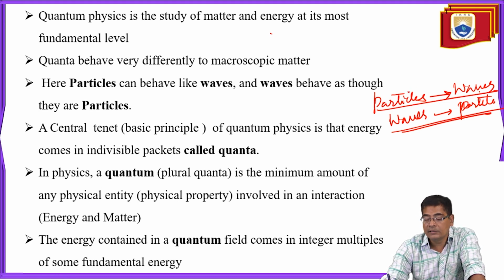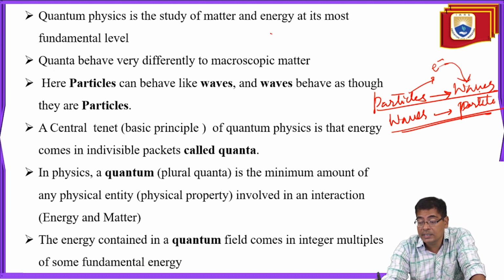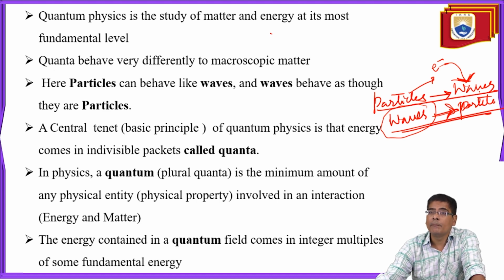By particles we understand elementary particles like electrons, an electron or a material particle. The material particle will behave as a wave, and waves at their level will behave as though they are particles. So that's why particles can behave as waves and waves behave as though they are particles.